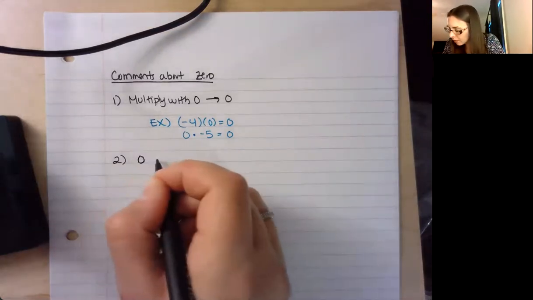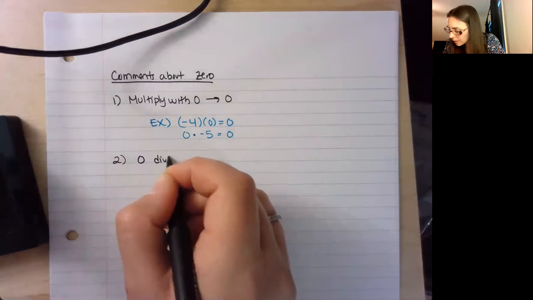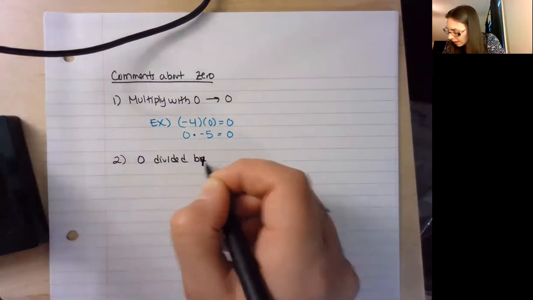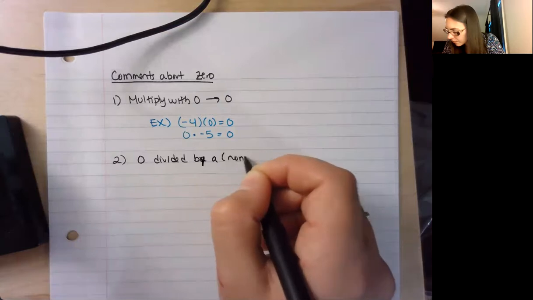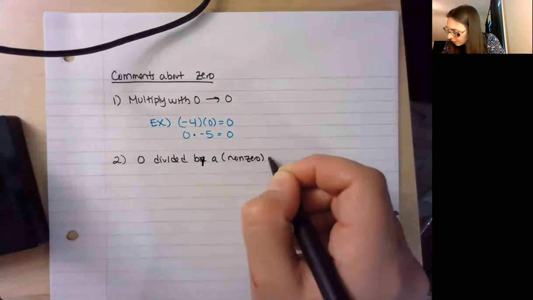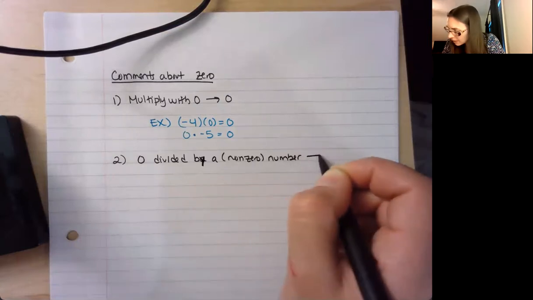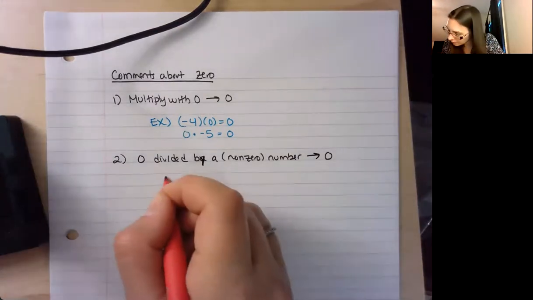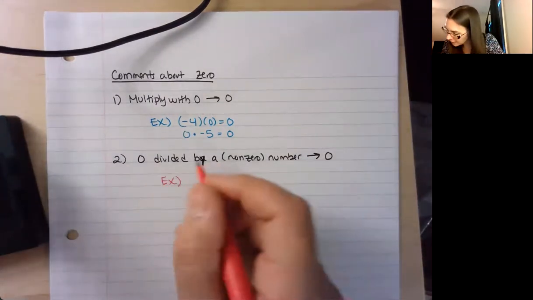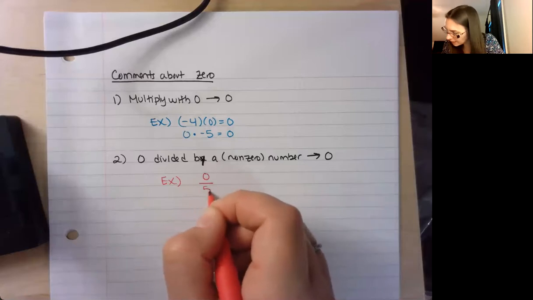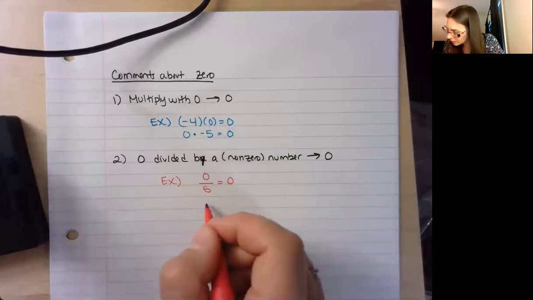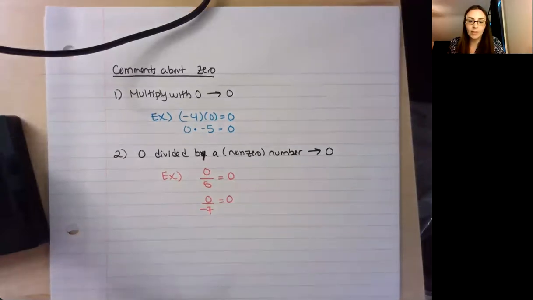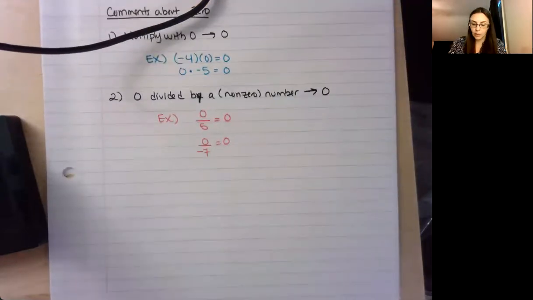If you have 0 divided by a non-zero number, then you still get 0. So for example here, if I have 0 divided by 5, I get 0. If I have 0 divided by -7, I still get 0. Doesn't matter if you're dividing with that positive or negative, you're still going to get 0.